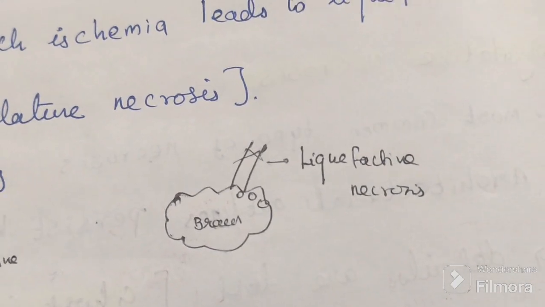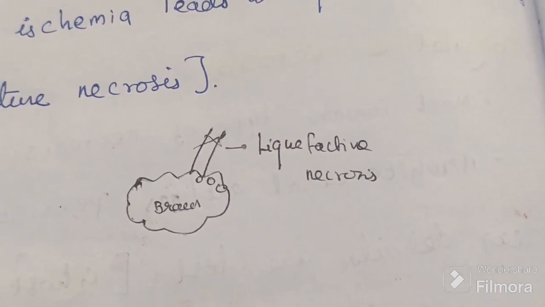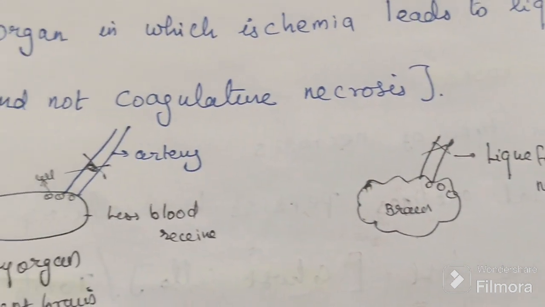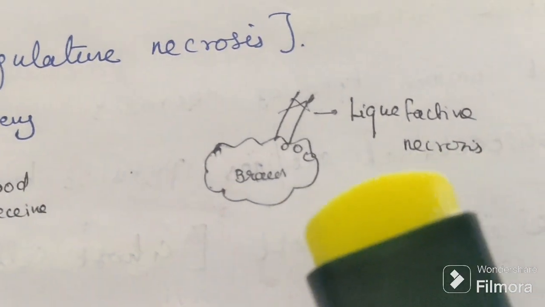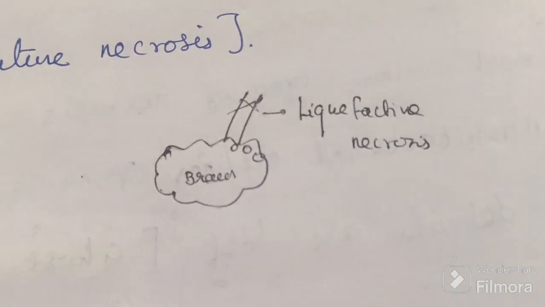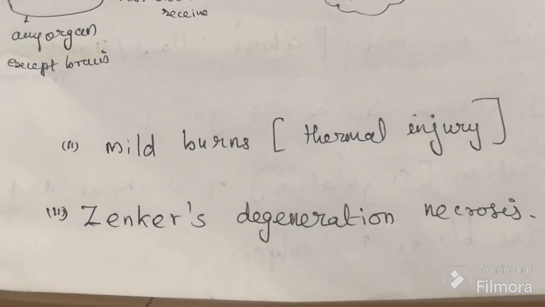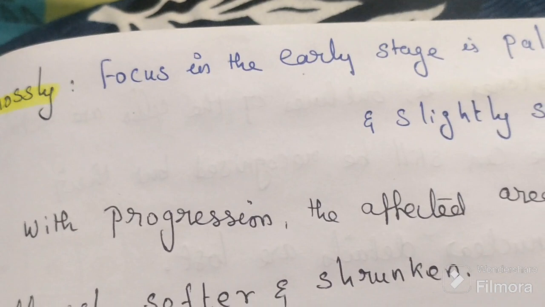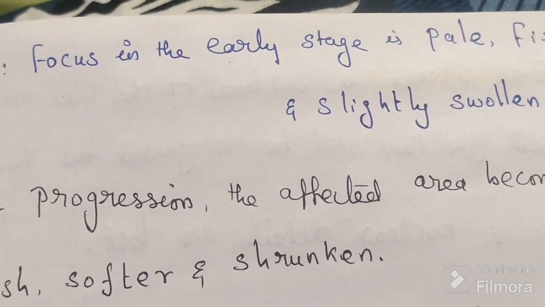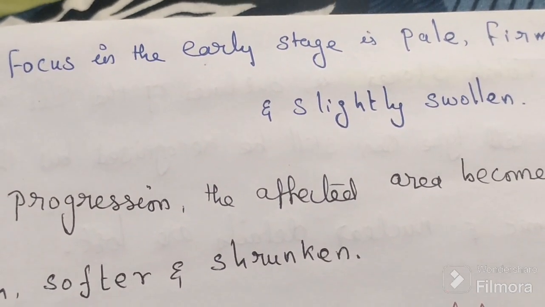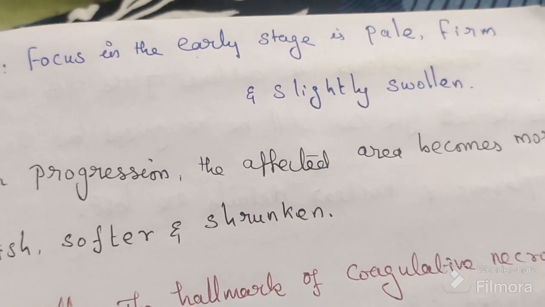This one is the brain. Here obstruction will cause liquefactive necrosis. All other organs undergo coagulative necrosis except the brain. Brain cell death happens because of liquefactive necrosis. Grossly, the organ is pale and swollen. Microscopically also pale and swollen.